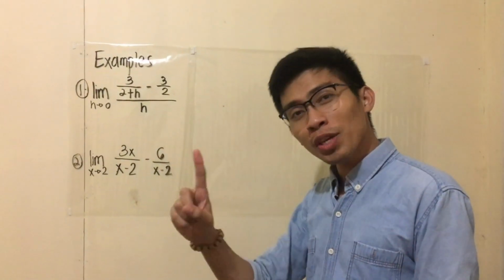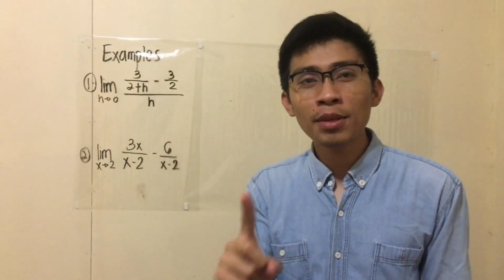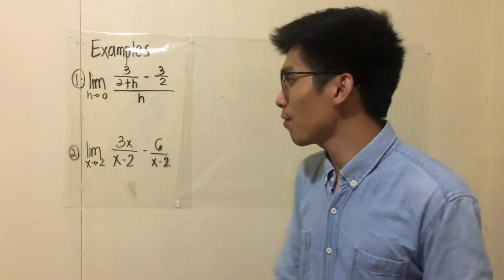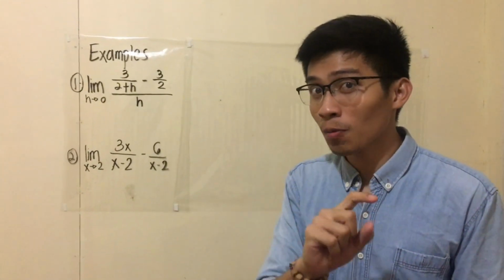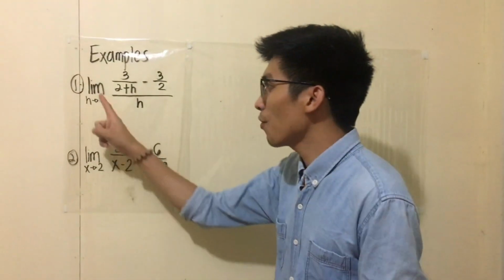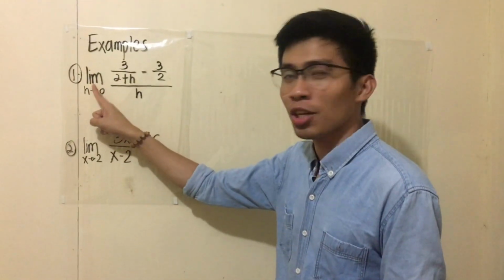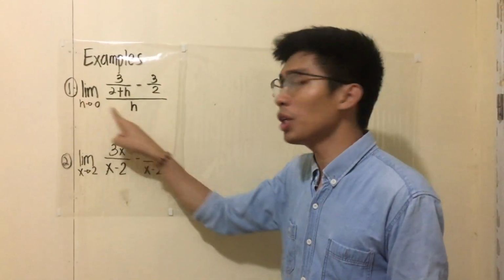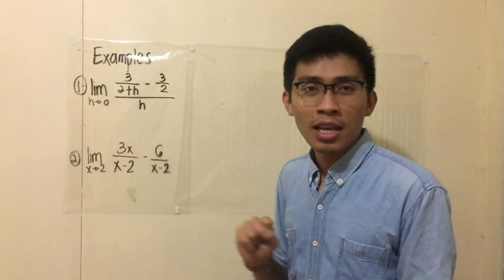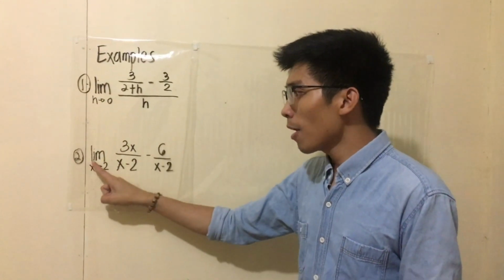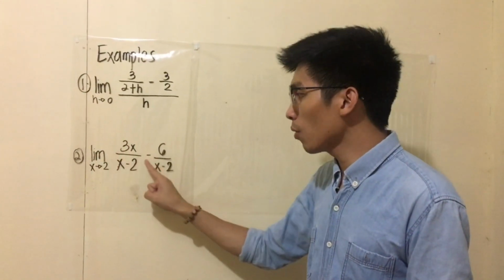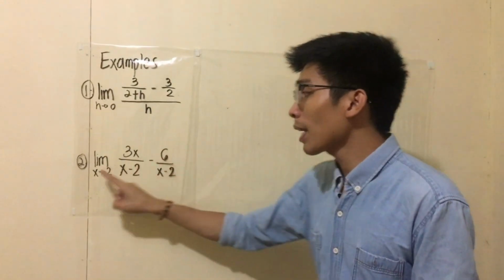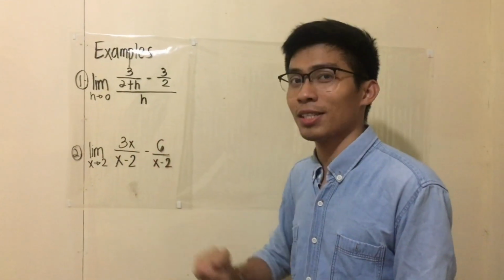This time, I have two examples featuring the limits of functions in indeterminate form, part 2. I have these two examples to solve in this video, okay? First example, the limit of (3 over 2 plus h minus 3 halves) all over h as h approaches 0. Second example, the limit of 3x all over x minus 2 minus 6 all over x minus 2 as x approaches positive 2.